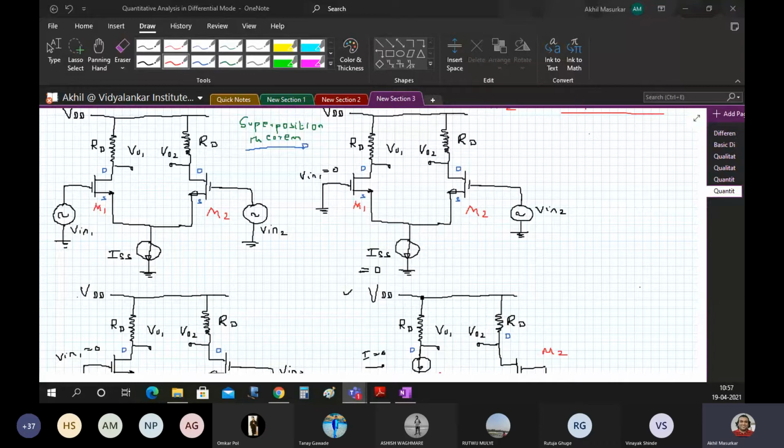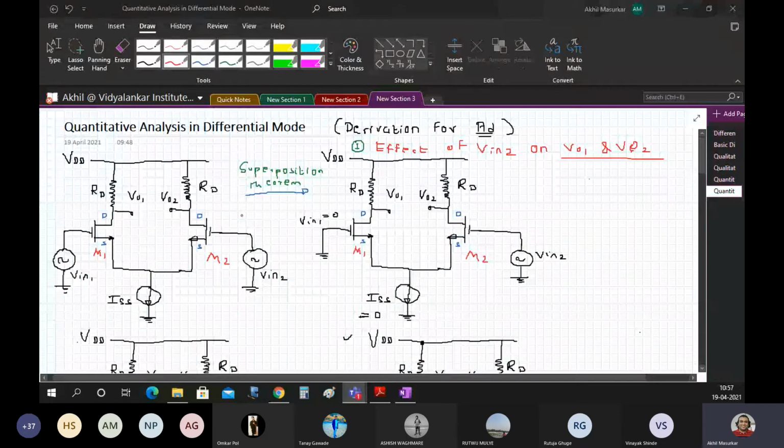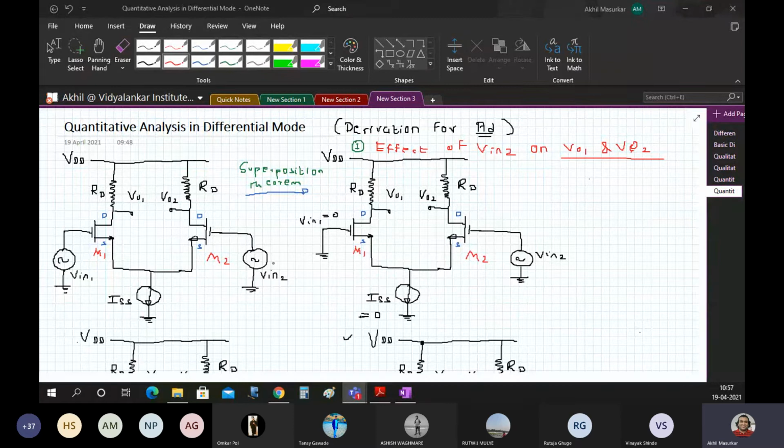In the exam, if you don't have time to write so much, you can just write similarly V01 minus V02 due to V in 2 is the equation. If you have got minus, you will write plus. That's it.